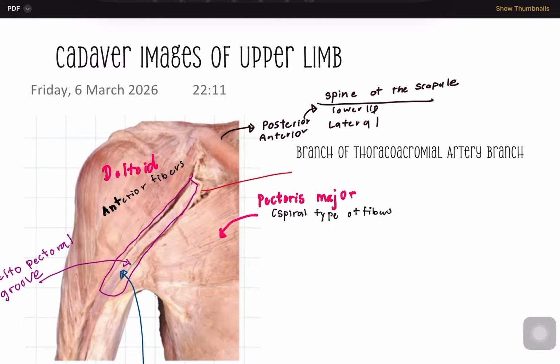So the deltoid posterior fibers insert into the lower lip of the spine of the scapula. And we have the lateral part as well that will insert into the deltoid tuberosity, and the anterior part to the clavicle.